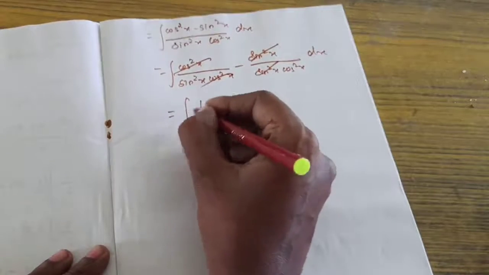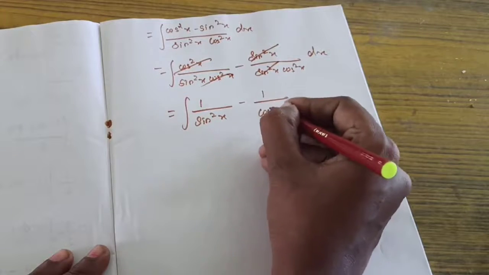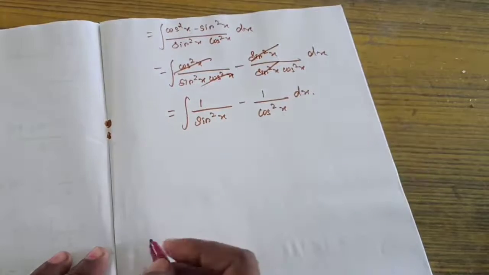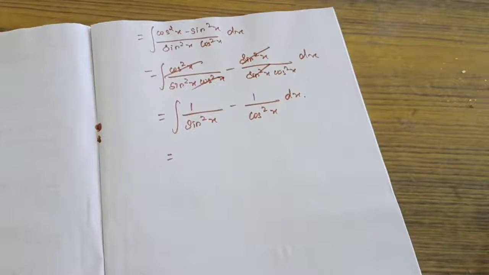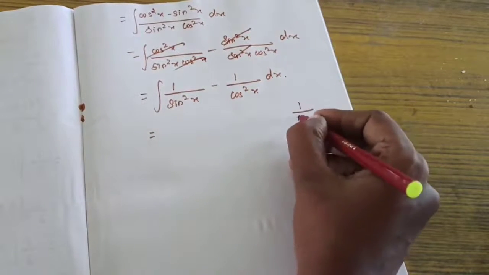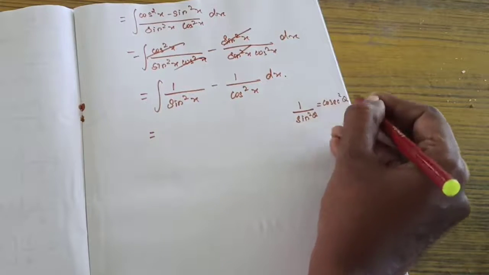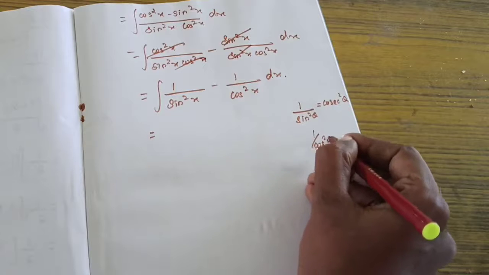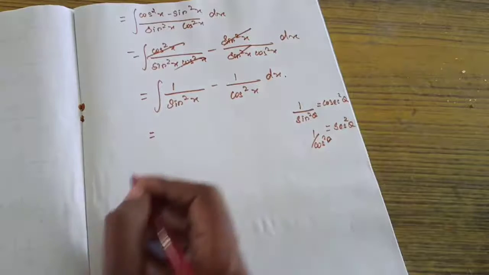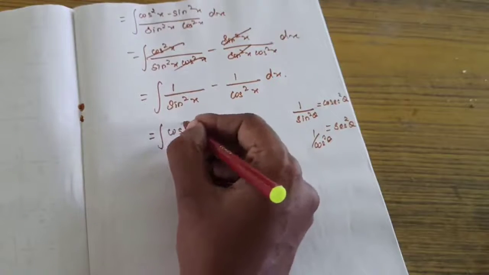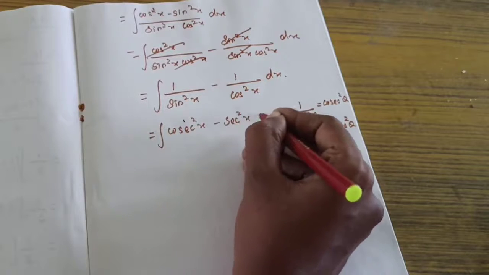What's the balance? 1 by sin square x minus 1 by cos square x dx. That's equal to, what is 1 by sin square theta? In 10th standard you have learned 1 by sin square theta equals cosecant square theta. What is 1 by cos square theta? It is secant square theta. Do you remember? So we are going to use this. That is cosecant square x minus secant square x dx.